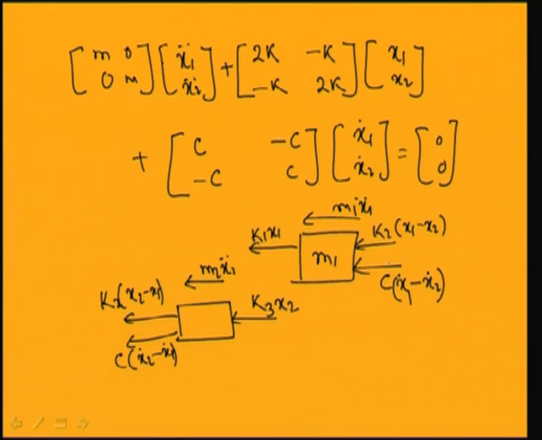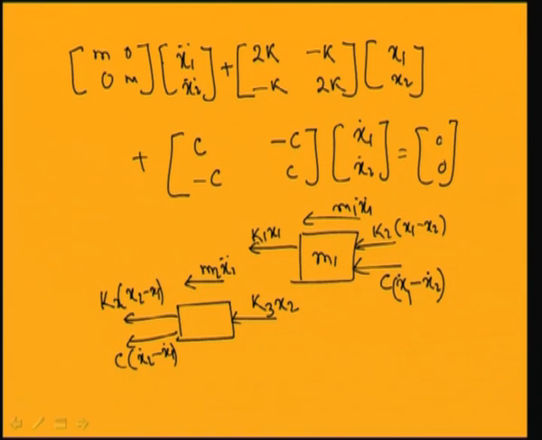So the first equation becomes, as m1 equal to m, m x1 double dot plus, here k1 x1, here k2 x1, so k1 plus k2, as k1 equal to k2, you can write 2k into x1, and minus k2, with k2 equal to k, so minus k into x2. Then for damping, c into x1 dot minus c into x2 dot equal to 0.